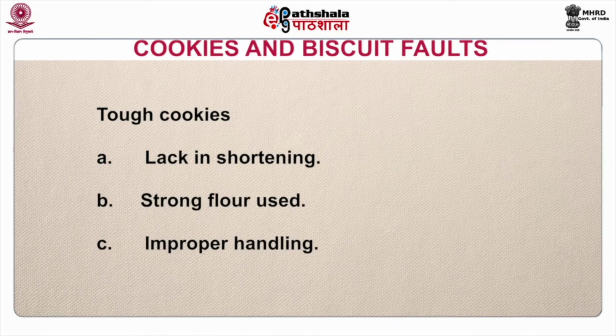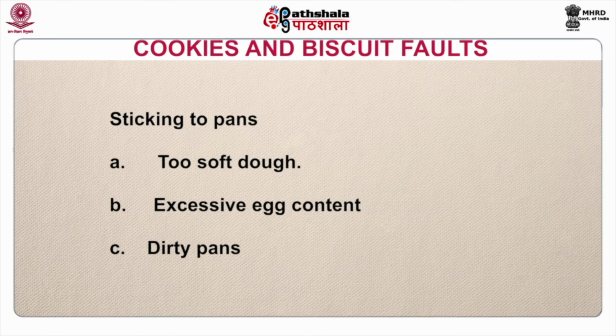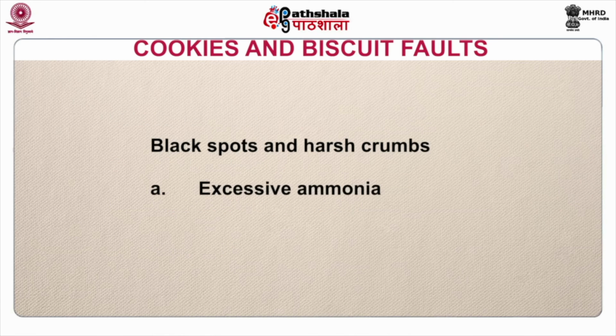Tough cookies: lack of shortening, strong flour used, improper handling. Sticking to pans: too soft dough, excessive egg content. Dirty pans. Black spots and harsh crumbs: excessive ammonia.